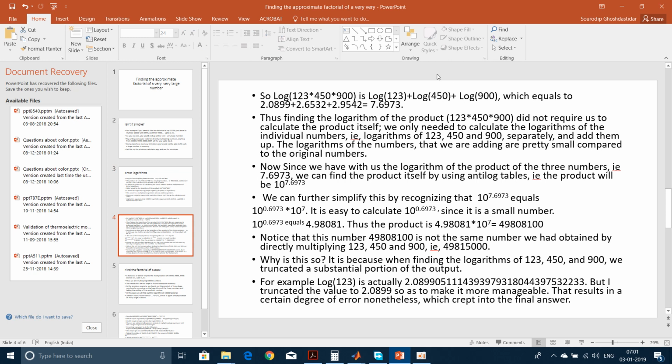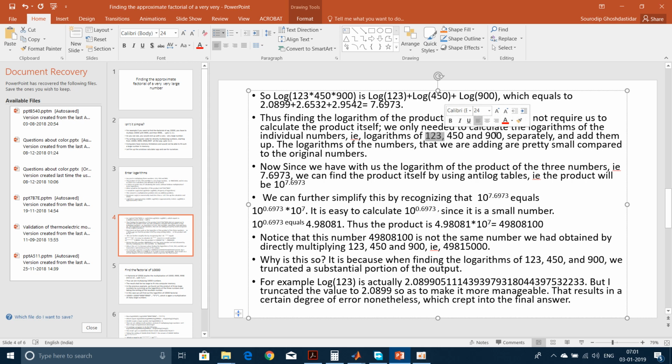So what we do now is add the logarithms of the individual numbers, which in this case equals 7.6973. Finding the logarithm of the product did not require us to calculate the product itself. We only needed to calculate the logarithms of the individual numbers. We just found the logarithms of 123, 450, and 900 separately and added them up. So it's very simple. It's just adding up three small numbers instead of multiplying three huge numbers. Isn't that simple? What we get is 7.6973.